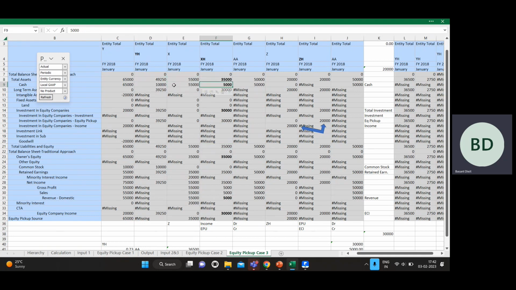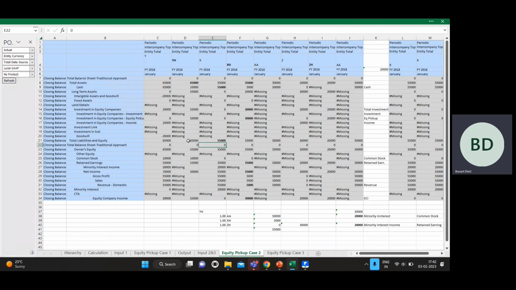So we have cash figures, and how it is coming again: the 50,000 plus 5,000 is coming as 55,000. And this time we don't get any income because it will be used for the goodwill. And we have minority, like we had in the previous case. So all figures are the same, but one thing is going to change in the YH. In the previous case, we are getting 100% retained earnings, that is 55,000. Okay. At the YH, equity pickup is also 55,000.